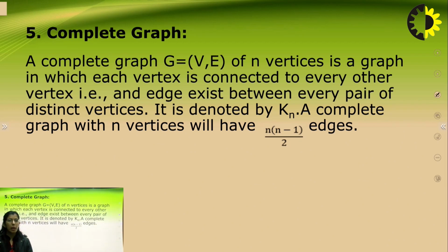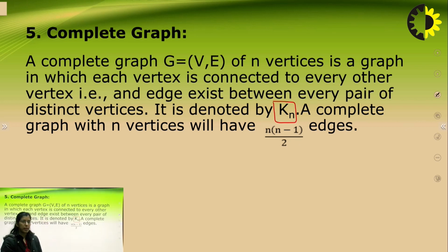Next one is the complete graph. A complete graph consists of n vertices in which each vertex is connected to every other vertex, that is, an edge exists between every pair of distinct vertices. It is denoted using this notation.